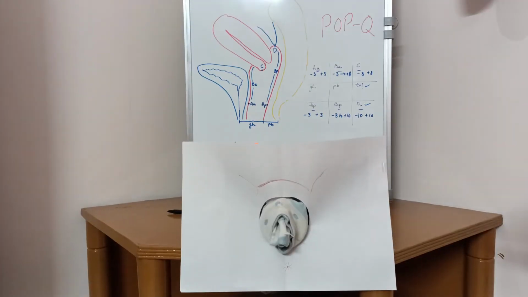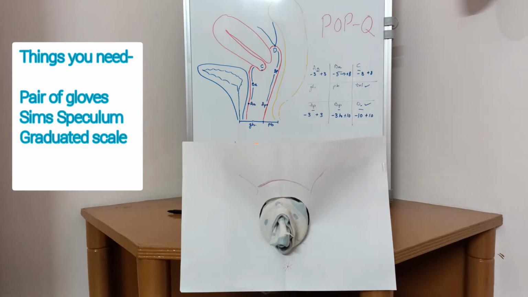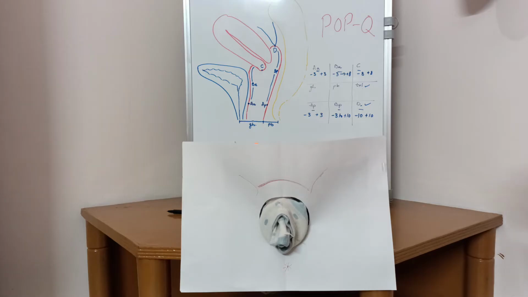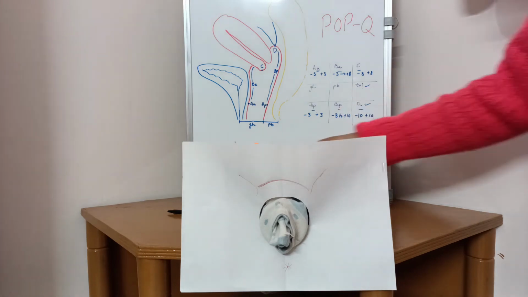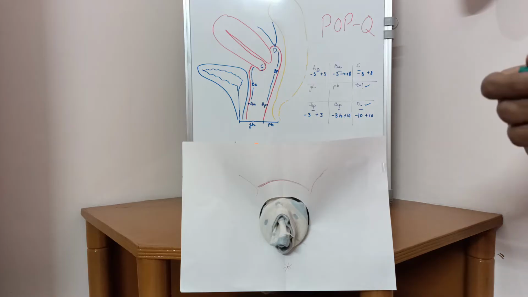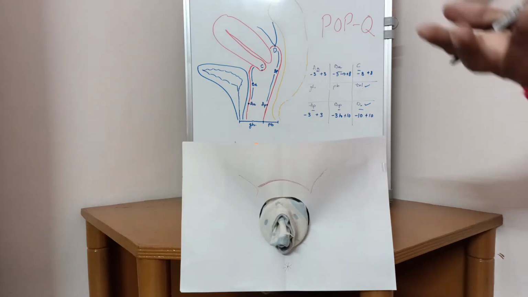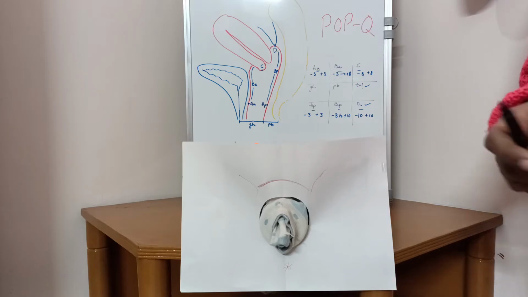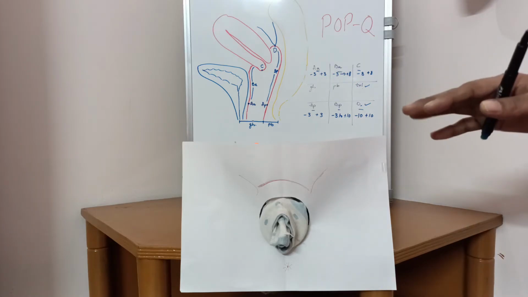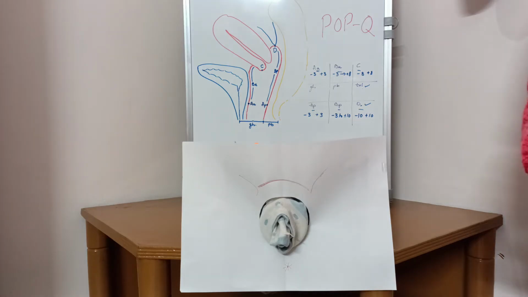For the examination, we first need to follow some prerequisites. We need a pair of gloves, a graduated scale to measure each and every point that we have just discussed, and also a Sims speculum. Then we examine the patient as she has come. We don't ask her to empty the bladder first, because we have to see for any stress incontinence, but we can't do a POPQ staging if the patient has a full bladder. So we then ask the patient to empty the bladder, and then we perform our POPQ staging.